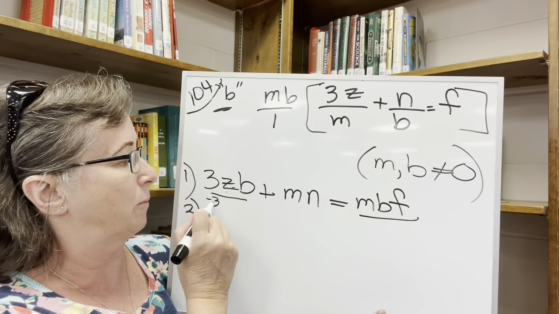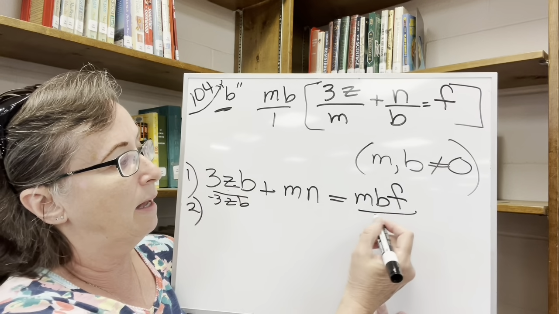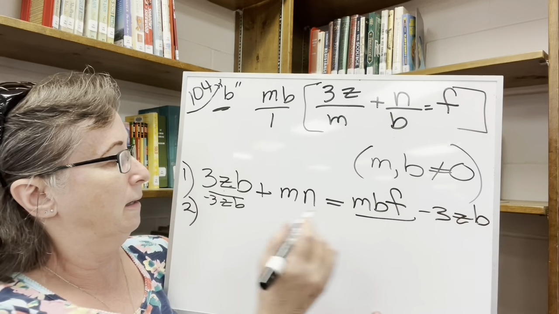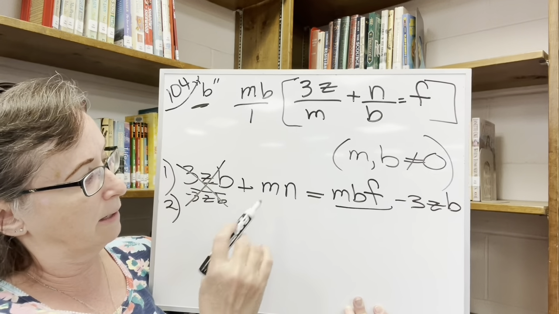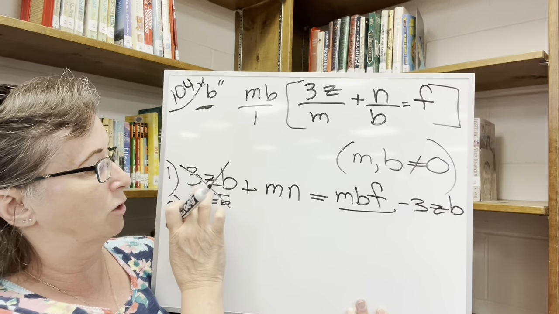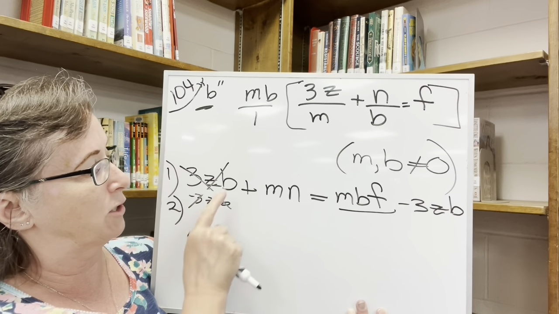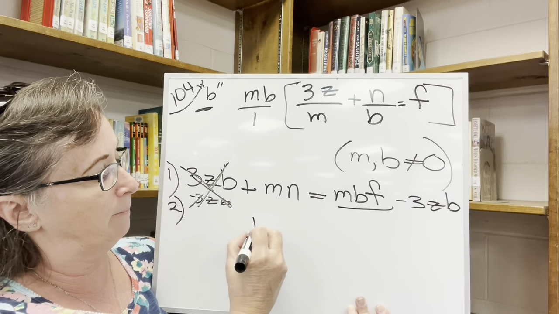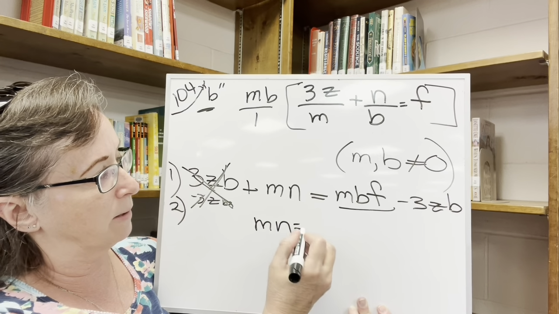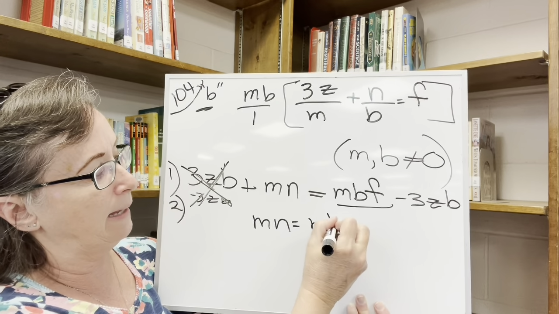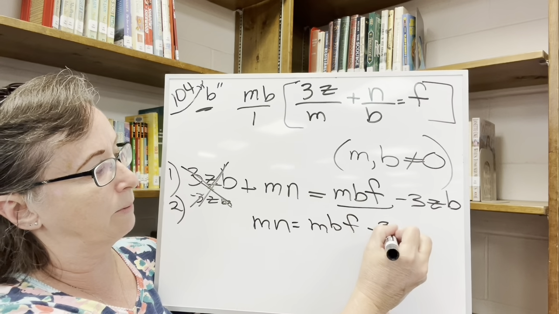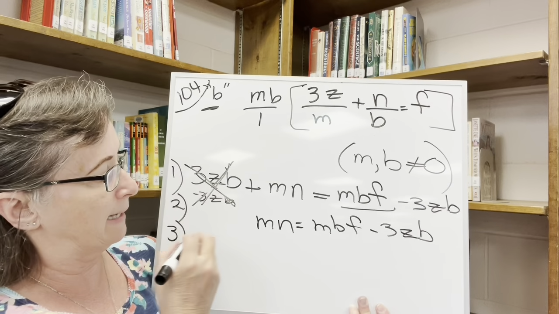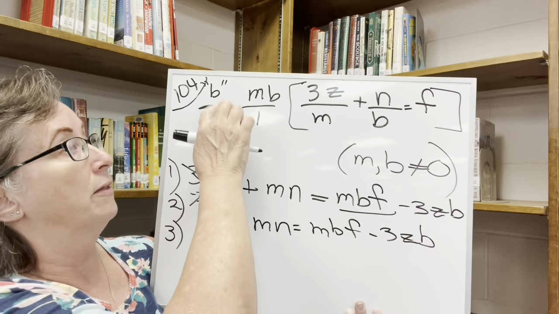So minus 3ZB and minus 3ZB. This cancels, and that should not have a line under. That's not a division, that's a subtraction. And then this one goes out, and we have MN equals MBF minus 3ZB. Now step 3 is factor out the B.